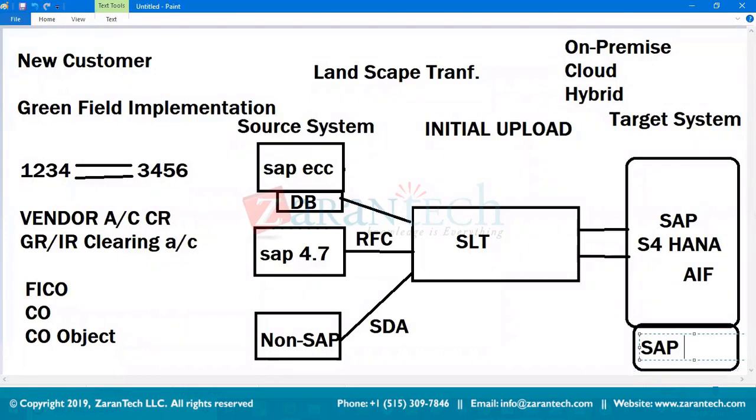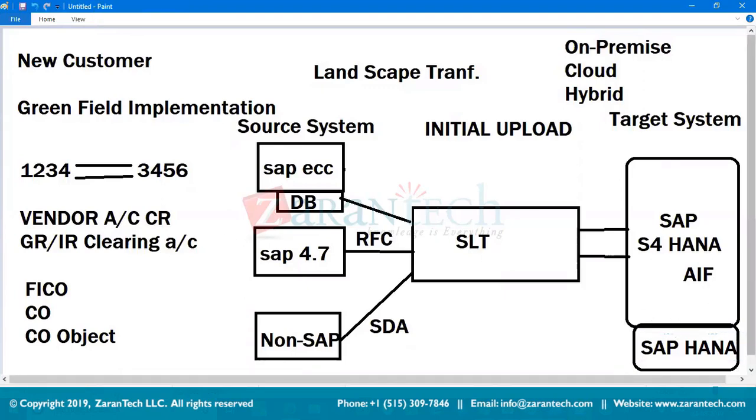SAP HANA database. Now I can see the transaction has got replicated from SAP ECC to SLT. From the SLT, the mapping has been done. Now the SLT will outbound this transaction to the SAP S4HANA. In SAP S4HANA, all the AF activity is completed. Once the AF activity is completed, now I can see the same document. I can see the posting has happened in my SAP S4HANA also.